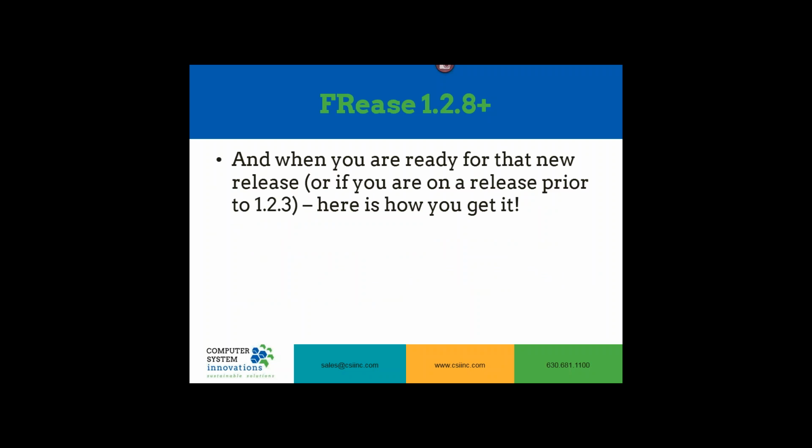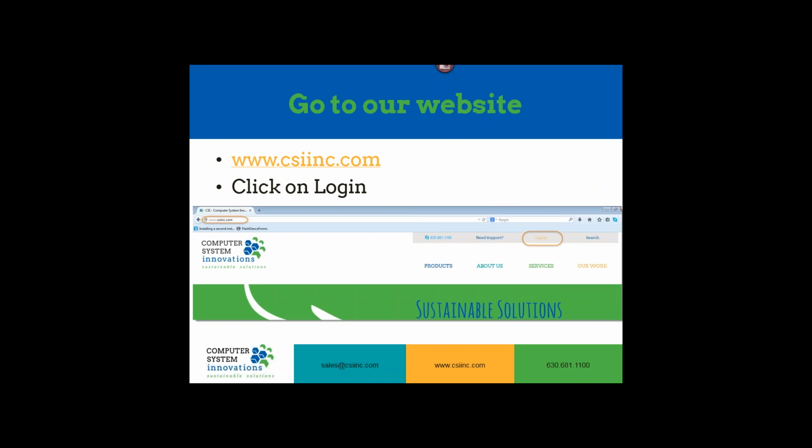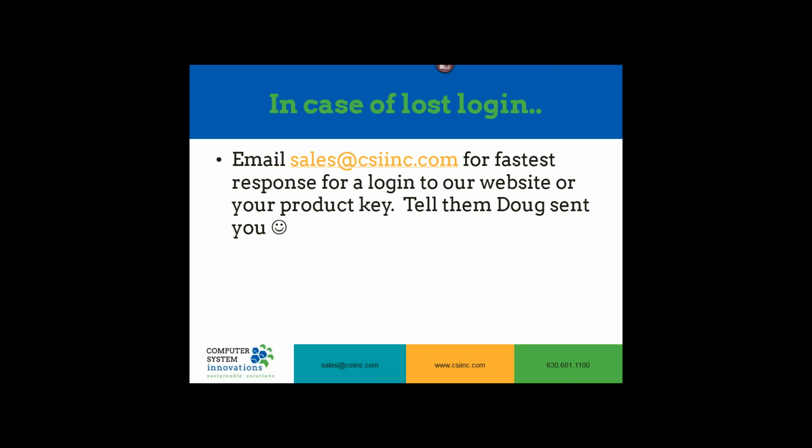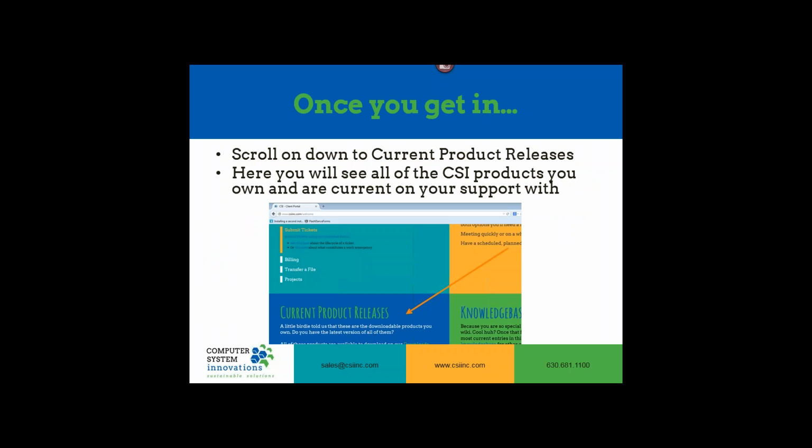Okay, here's how you get it. If you are on something earlier than 1.2.3, or when we release our 1.2.8, what you're going to do is go to our website and click on Login. You might have forgotten your login to our website, and that's okay. You can just email sales@csiinc.com and say, I lost the login, and I lost the product key. As I mentioned, product key is going to be going away, but if you need something prior to 1.2.3 and you don't have your product key, you can always request that at sales as well.